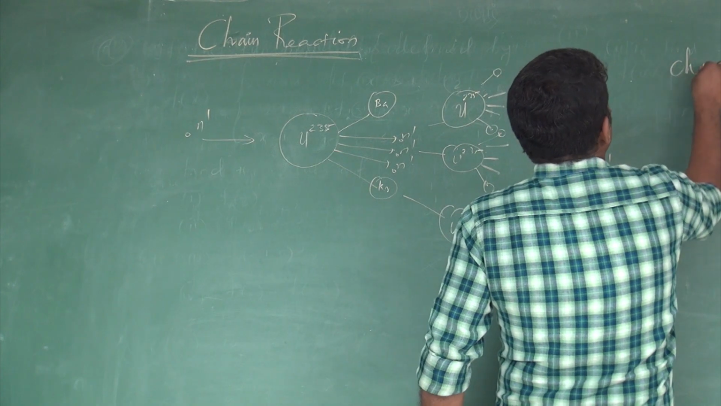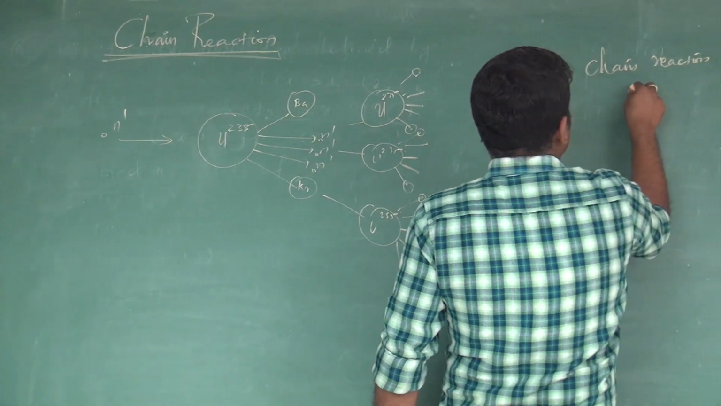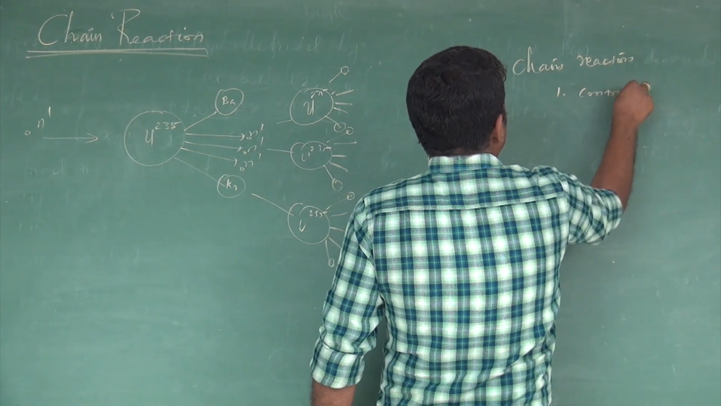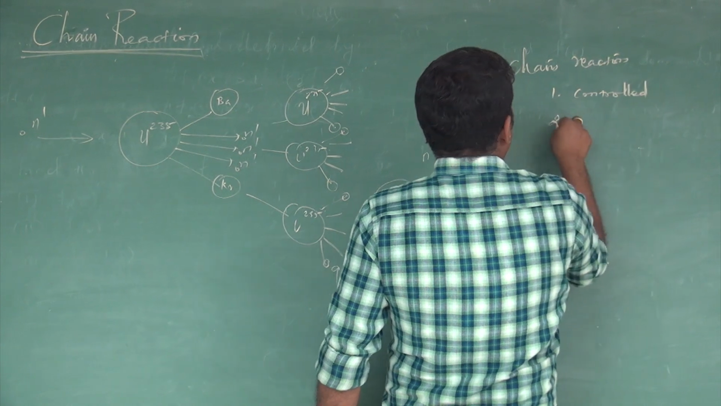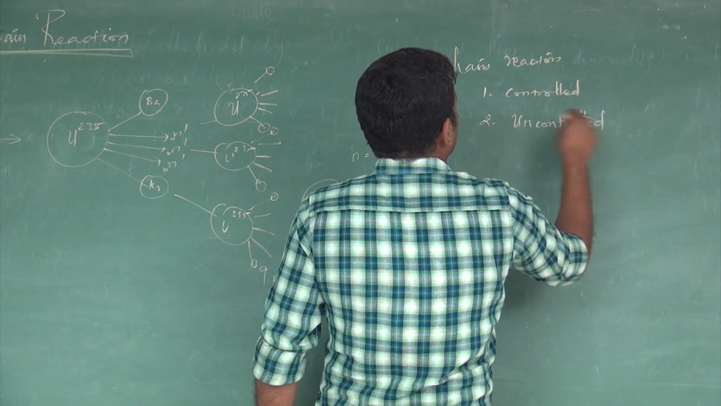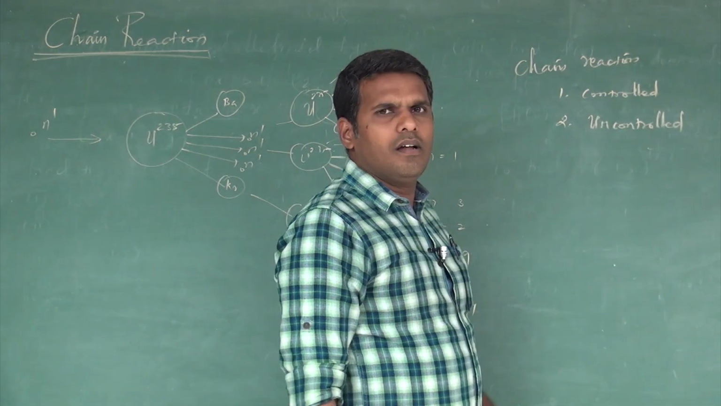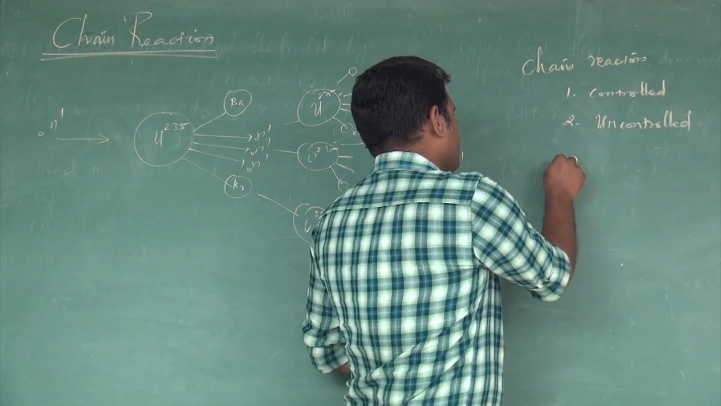A chain reaction is of two types. One is controlled chain reaction, and the other is uncontrolled chain reaction. What is a controlled chain reaction?